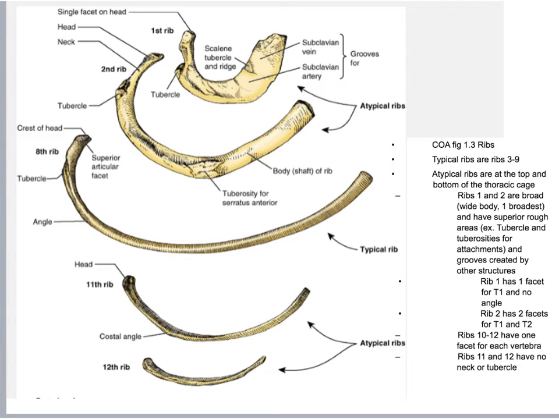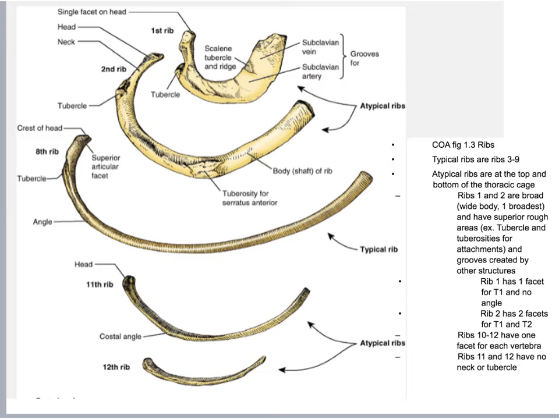And the difference is because they don't have all the structure that we saw in the typical rib before. For example, in rib number 1 you don't have an angle of the rib, and you only have an articular facet with the vertebra in the head of the rib. You're going to have only one articular facet. Rib number 2 has two facets for T1 and T2, but that rib also doesn't have an angle of the rib. The body is flat, and it's going to be flat from superior to inferior. And the same happens with rib number 1.